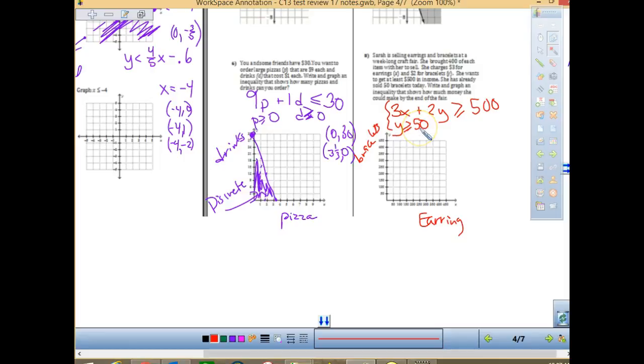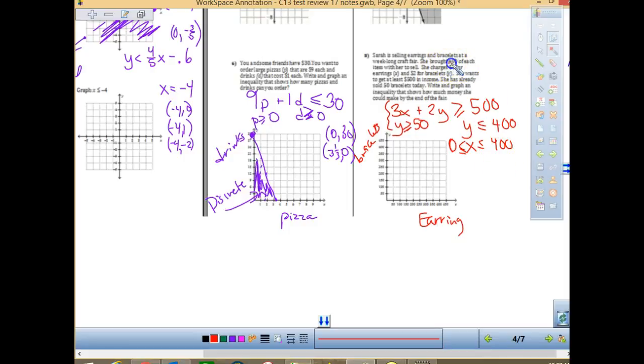Does that make sense? You've already sold 50, so you can't sell less than 50, right? What's the most bracelets we can sell? 400. So y has to be less than or equal to 400. What's the most earrings that we can sell? 400. So x is going to go from 0 to 400, right? We could sell 0, we could sell up to 400. Okay?